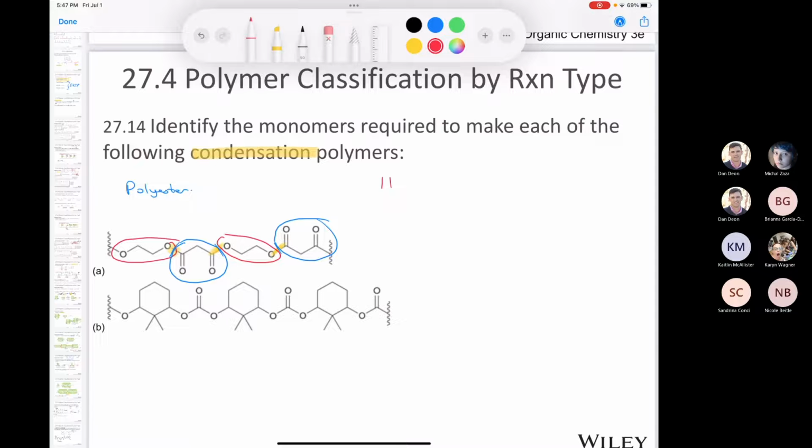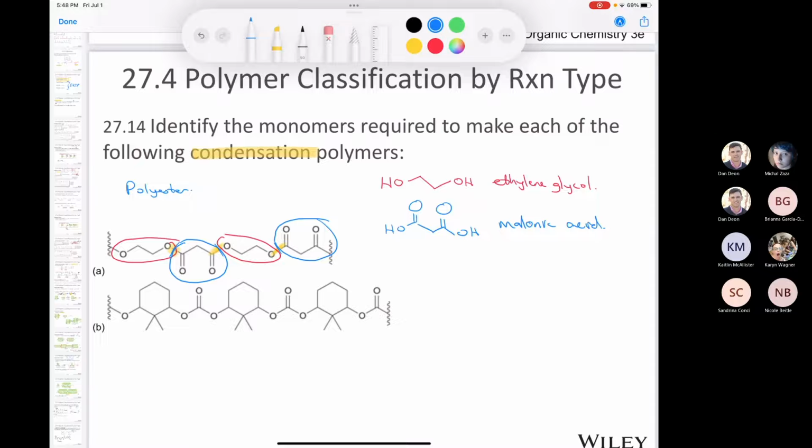So what's our diol? Our diol would look like this. That is ethylene glycol. And our diacid comes from malonic acid, which is a 3-carbon carboxylic diacid. This is malonic acid. And we looked at the common names of diacids in the carboxylic acids chapter.